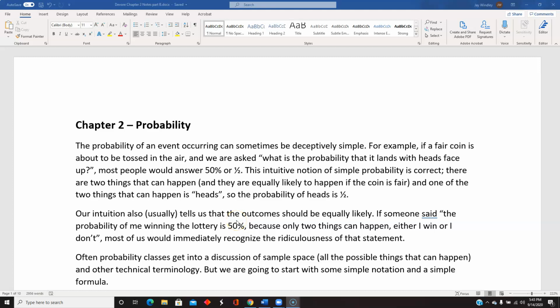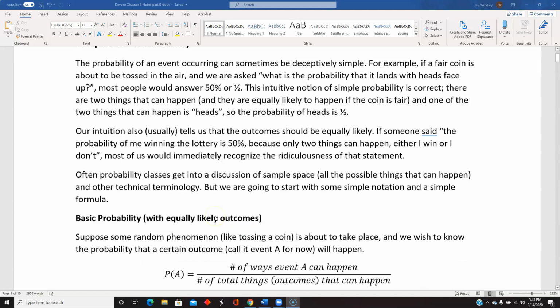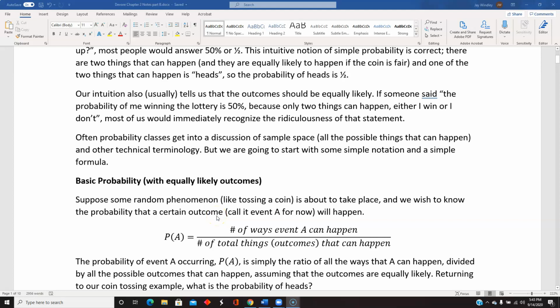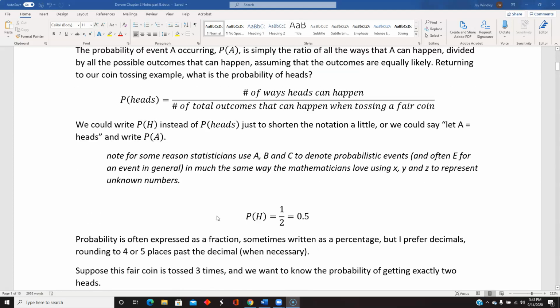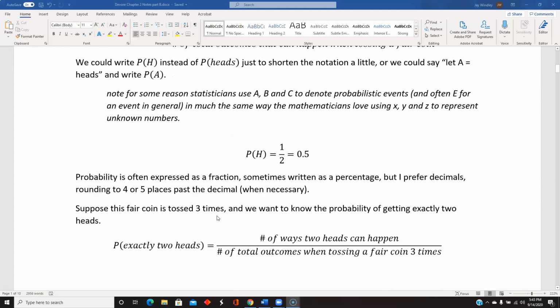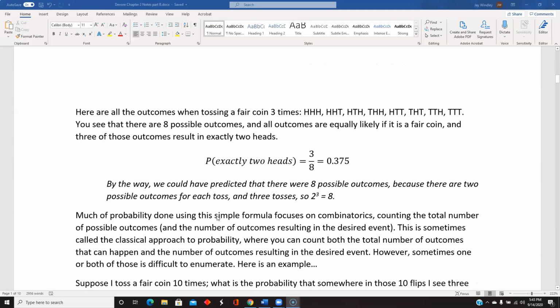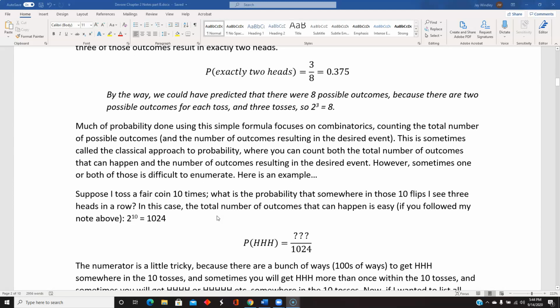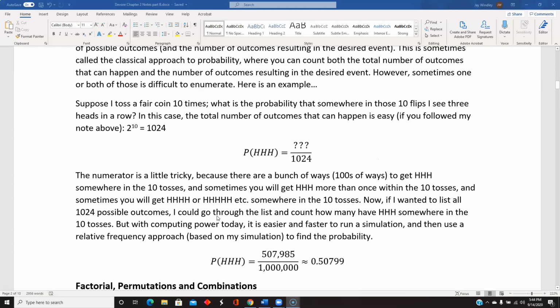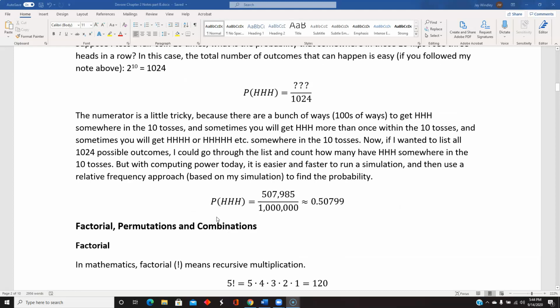Okay, so this is a continuation of our lecture on probability. We already talked about basic probability and counting the number of ways that some event can happen and the total number of things that can happen. And we use that for some simple probabilities and some more tricky probabilities. I also showed how to do simulation to come up with a probability using relative frequency.